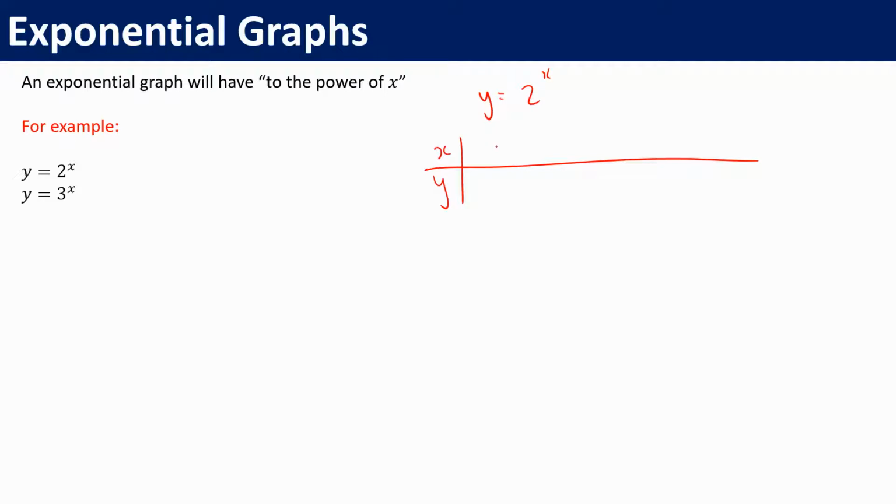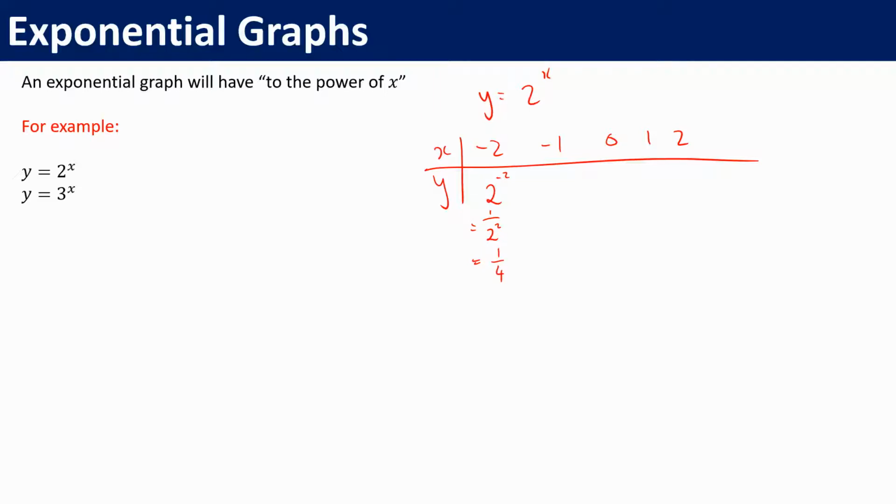I'm going to go with, let's say, negative 2, negative 1, 0, 1, 2. Here we go. When x is negative 2, what would y equal? A quarter. Why is that? Because it's y equals 2 to the power of negative 2. That's the same thing as writing 1 over 2 to the power of 2, which is the same thing as writing 1 over 4.